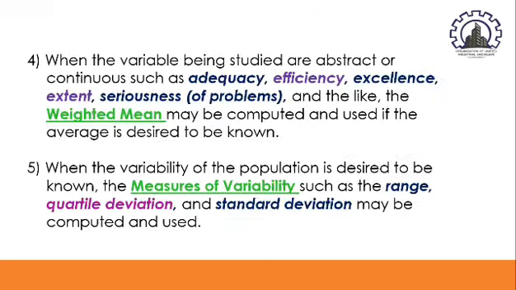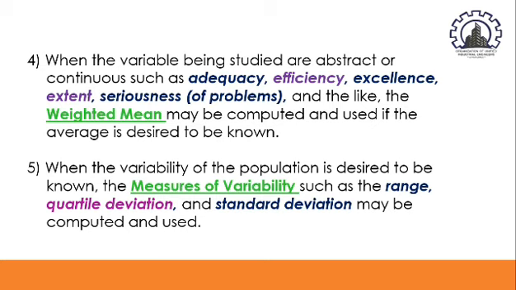And for number four, when the variables being studied are abstract or continuous such that they cannot be counted individually, such as adequacy, efficiency, excellence, extent, seriousness of problems, and the like, then the weighted mean may be computed and used if the average is desired to be known. Now, the variable is divided into categories of descending degree of quality, and then each degree of quality is given a weight. For example, the question is, how adequate are the facilities of the school? Adequacy may be divided into 5 degrees of quality, such as very adequate with a weight of 5, adequate with a weight of 4, fairly adequate with a weight of 3, inadequate with a weight of 2, and very inadequate with a weight of 1. Then the weighted mean is computed.